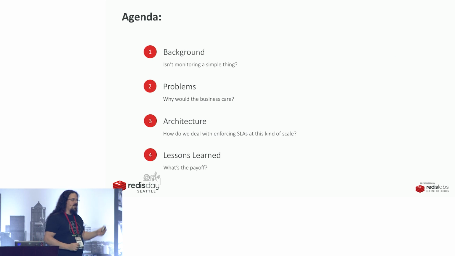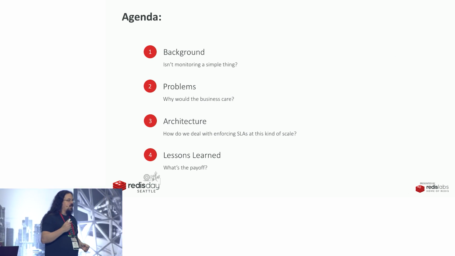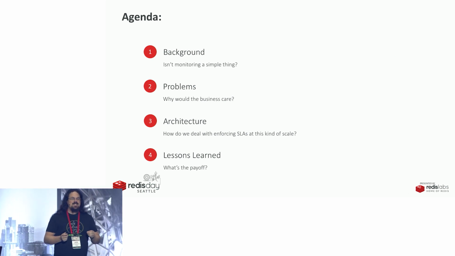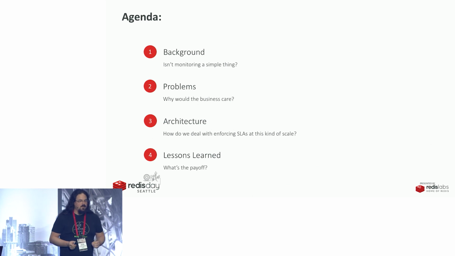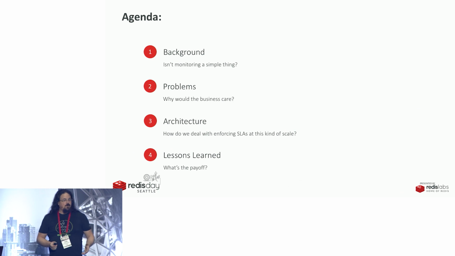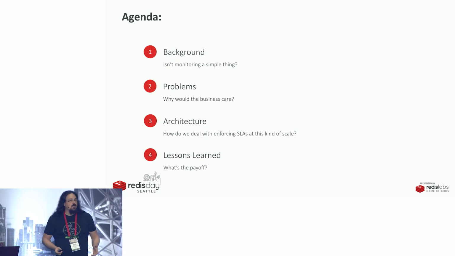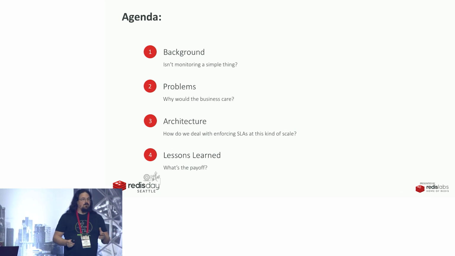It's a very generic slide. I'm going to go through some background information, talk about the problem of having 17 million websites to monitor, talk a little bit about the architecture that we use to monitor that group, and some of the lessons that we learned trying to monitor all of this stuff, first without Redis and then with Redis.